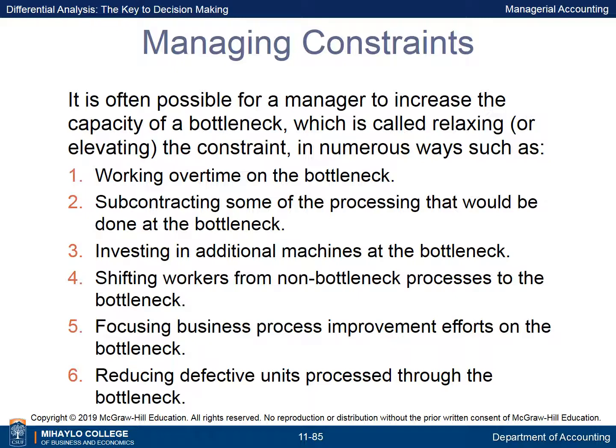2. Subcontracting some of the processing that would be done at the bottleneck. 3. Investing in additional machines at the bottleneck. 4. Shifting workers from non-bottleneck processes to the bottleneck. 5. Focusing business process improvement efforts on the bottleneck. 6. Reducing defective units processed through the bottleneck.